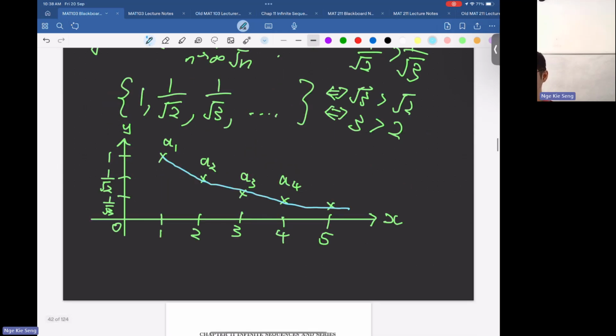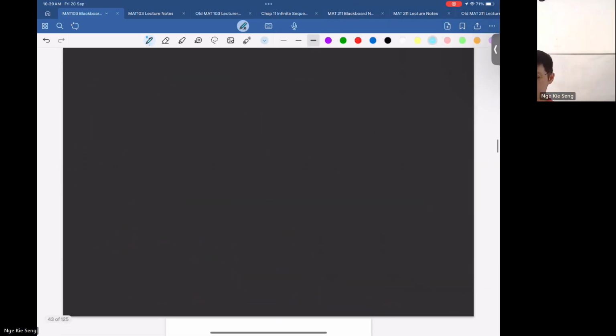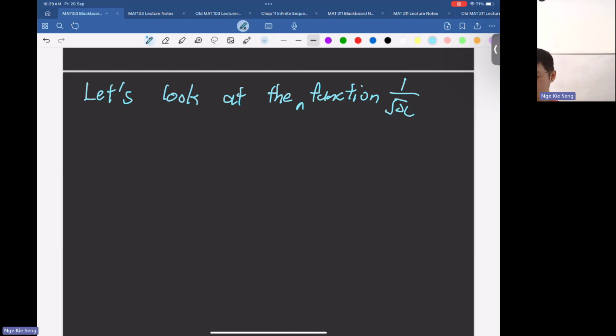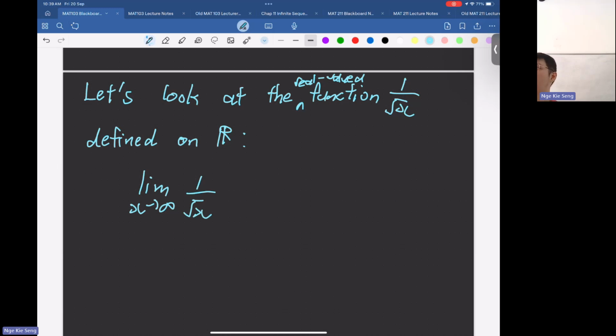Okay, so you need to ask yourself, do you know what's the limit of? Let's look at the function 1 over square root x, the real value function 1 over square root x defined on R. Okay, so consider this. So what's the limit as x goes to infinity of 1 over square root x? Okay, so we know that this is equal to 0.